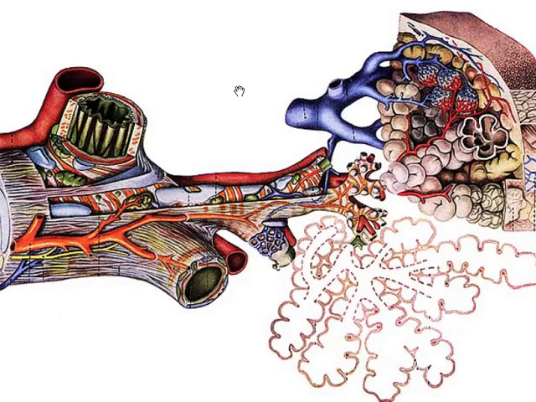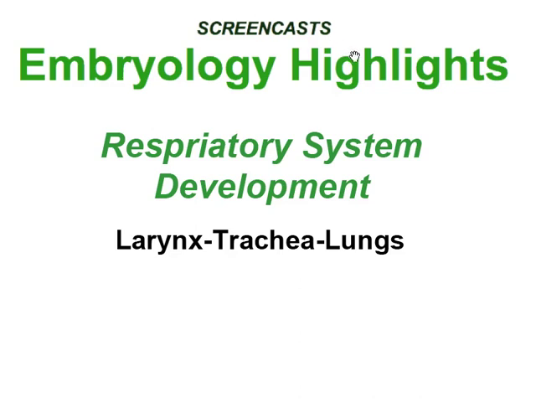This textbook drawing of an adult lung shows alveoli from the vascular surface, and you can see they look like little grapes, and they're highly vascularized, and so there's a tremendous surface area. So terminal sacs are partitioned by septae to form these smaller alveoli. And so this concludes our embryology highlights screencast concerning the development of the larynx, trachea, and lungs.